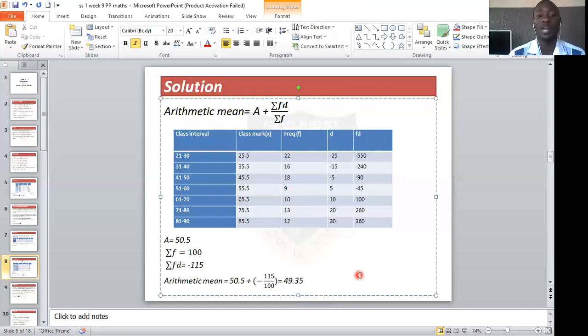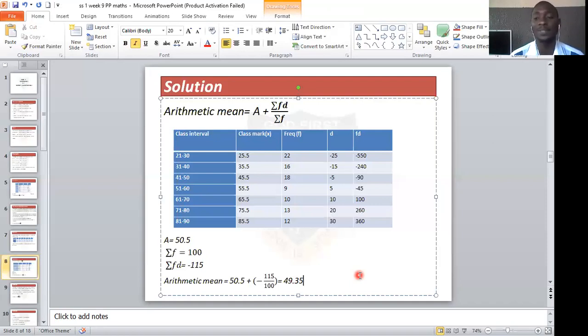So that's how you calculate the arithmetic mean given an assumed mean. Please, I want you to cross-check all this information, all these calculations, very, very well to be able to affirm and to have the confidence that you are following and you understand what we are discussing here. 50.5 is A, which is the assumed mean, and the summation of FD is what?